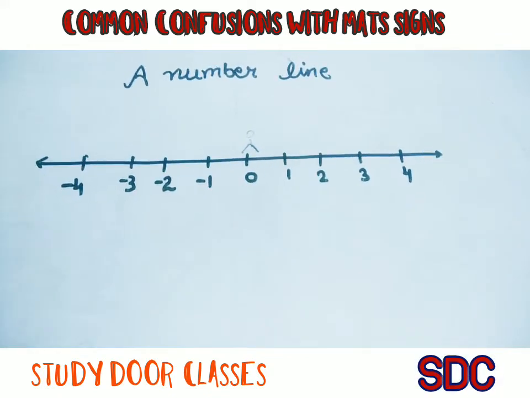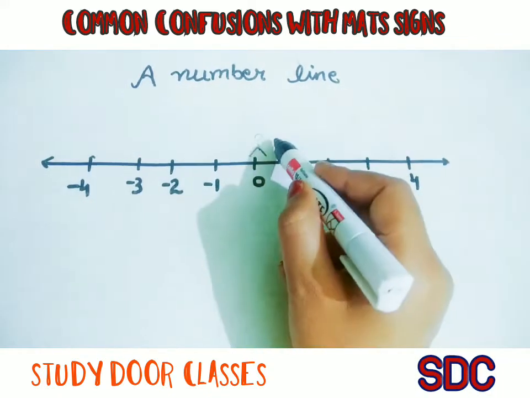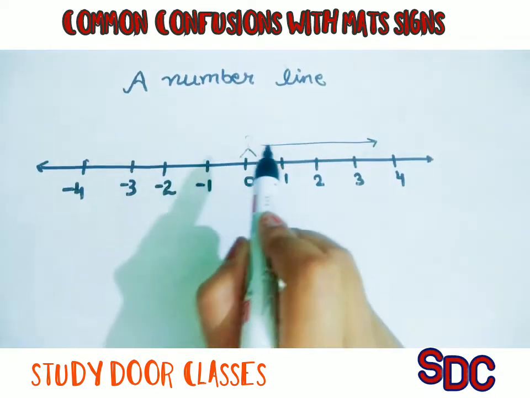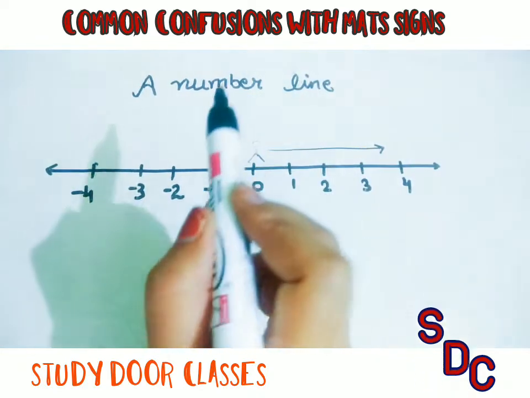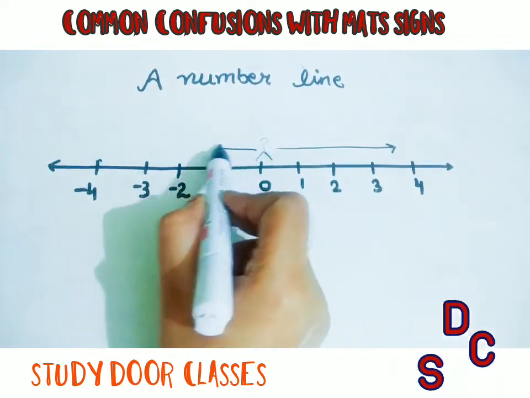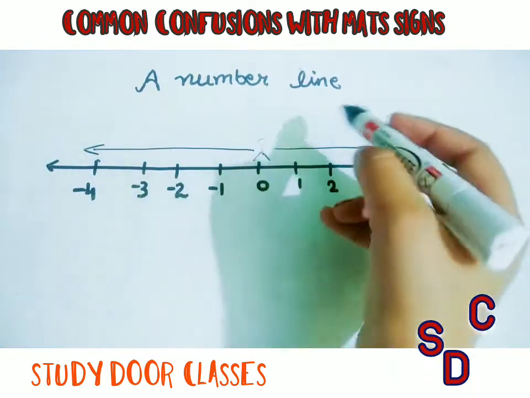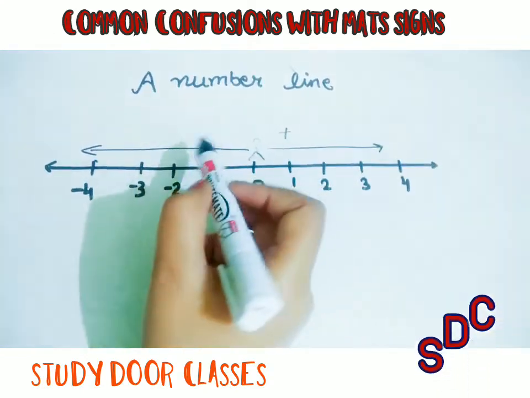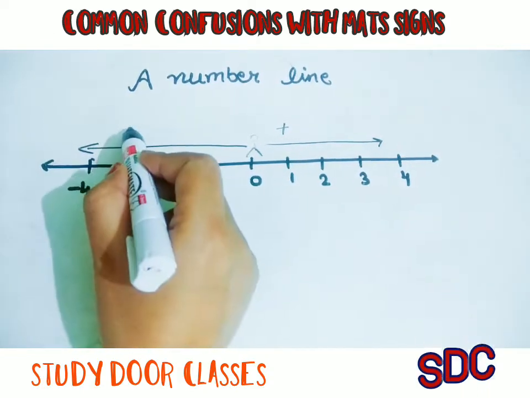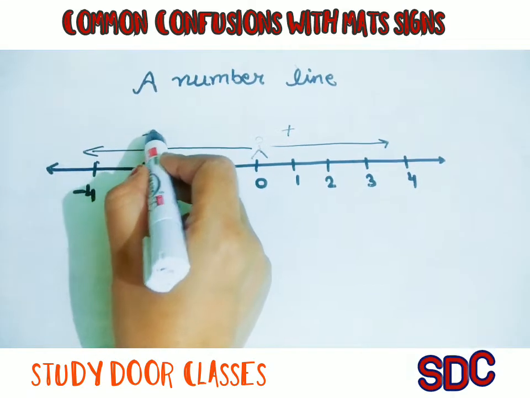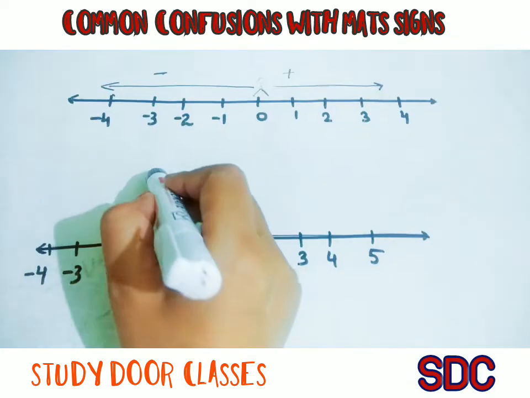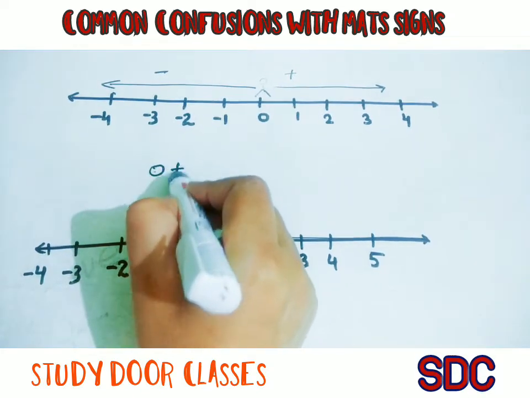Now, when you add some number, then you will go forward. Or when you subtract any number from your number, then you will go backward. You go forward when you add, or you go backward when you subtract any number.